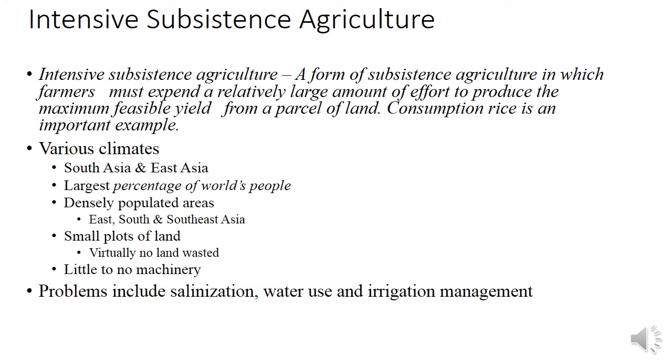And then, like all forms of agriculture, there's no free lunch here exactly. There are environmental problems with intensive subsistence agriculture: soil salinization, which we've discussed in a previous lecture, issues of water use and irrigation management, and some of the community conflicts that can be caused by that, or even environmental problems like water runoff or overuse, drought, etc.